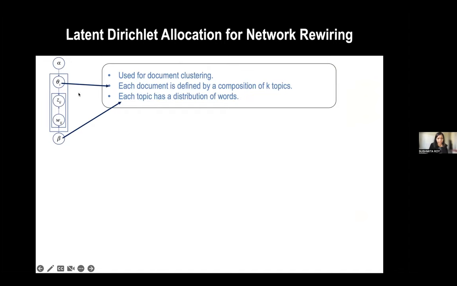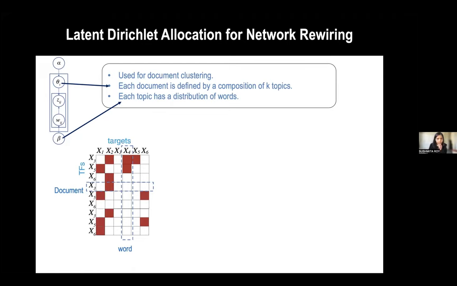So in LDA, there are these parameters, and the idea is that a document is made up of a combination of different topics, and each topic has a distribution of different words. And what we want is to figure out what is the topic composition of each document, and what is the distribution of words for each topic, and these are parameters that can be learned as part of the training algorithm.